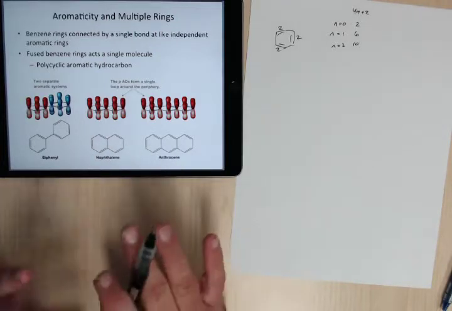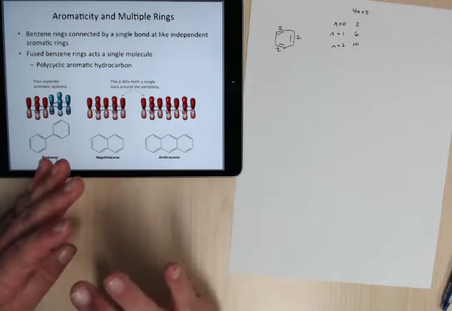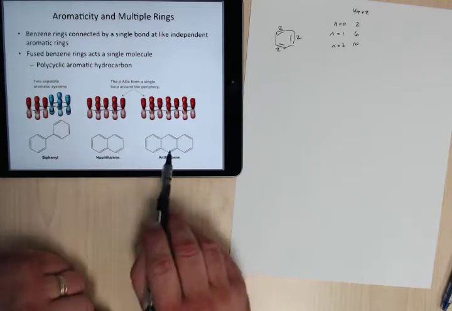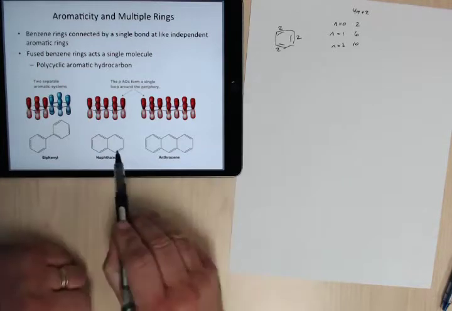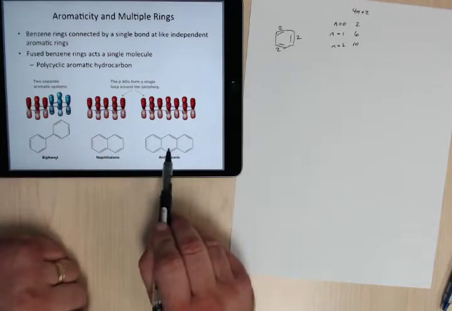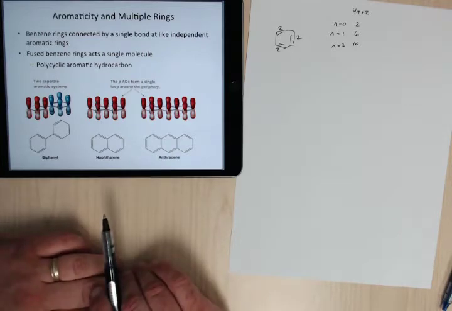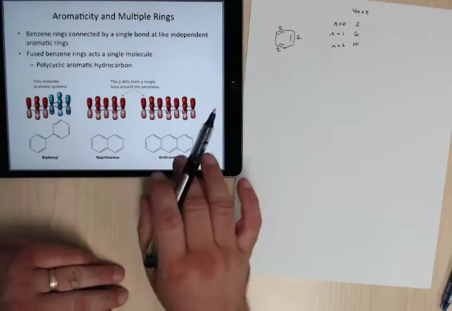And there are some really complicated rules to figure out whether it is aromatic or not. But 98 times out of 100, if you have a fused ring like this, it's going to be aromatic. So if on a test you see that, there's a pretty good shot of saying that it's going to be aromatic, assuming that everybody has a p orbital.